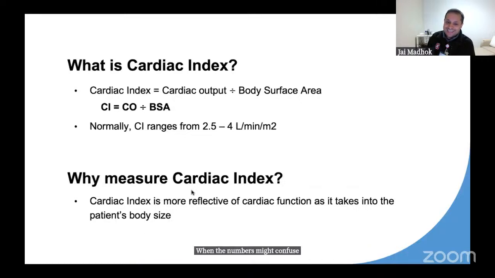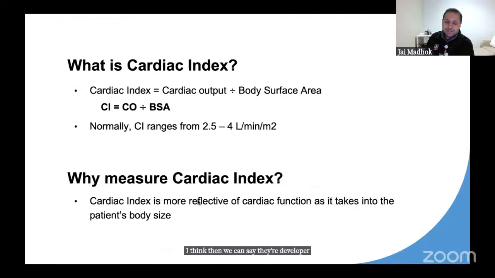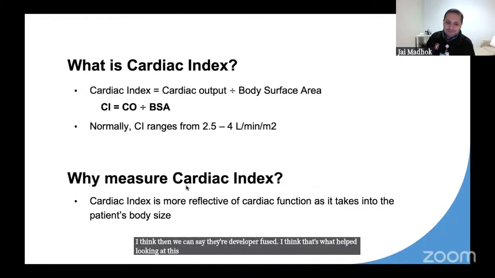But at the end of the day, if the patient looks pink and is making good urine and their lactate is normal, then we can say they're well perfused. That's why looking at this cardiac index number with everything else going on with the patient is very helpful. Thank you for that, Dr. Gerber.